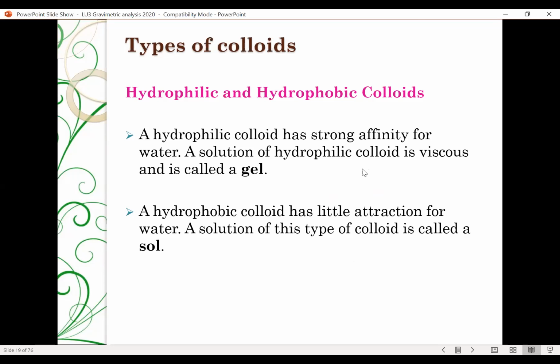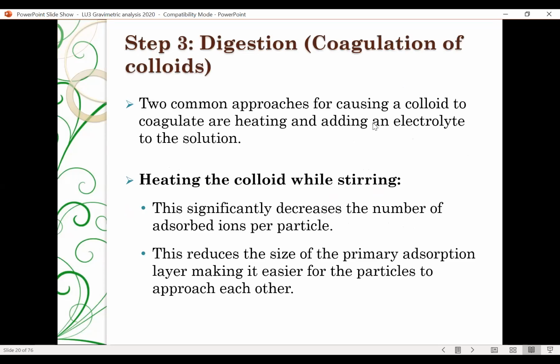So what is the digestion process? Digestion is the process of coagulation of colloids. There are two common approaches for causing a colloid to coagulate. Number one, heating, and number two, adding electrolyte to the solution.